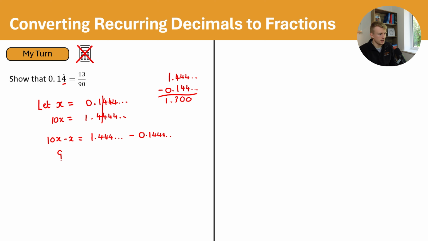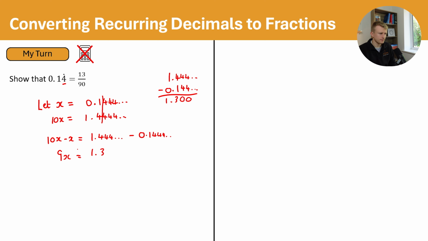10x subtract x is 9x, and like we said, that's equal to 1.3. Now what I want to do here is remove this decimal place, and to do that I'm going to multiply both sides of my equation by 10. So 9x multiplied by 10 is 90x, and 1.3 multiplied by 10 is 13.